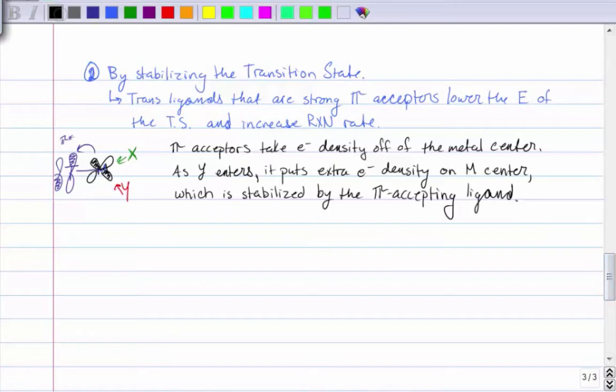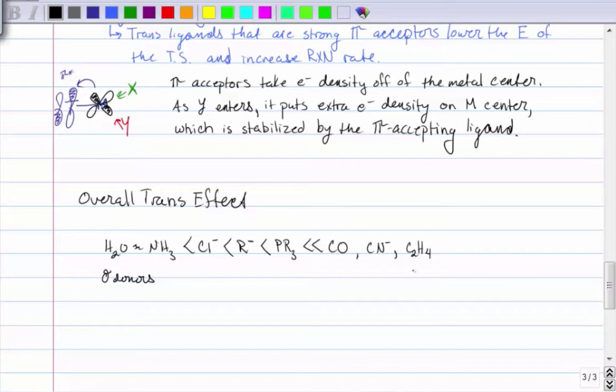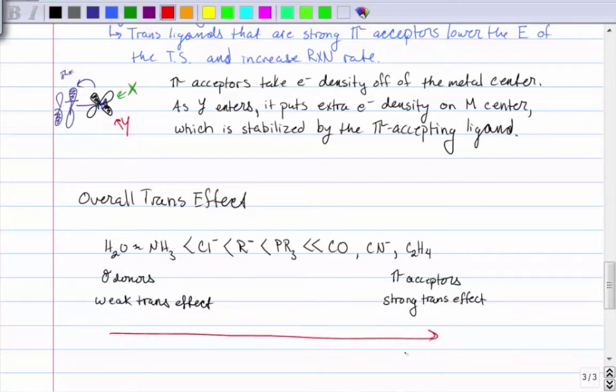Okay, so overall, this is the trend with trans ligands. So the overall trans effect follows like this. Water is about the same as ammonia. Chlorine with a negative charge is a better sigma donor. A carbon with a negative charge is a better sigma donor than that. Phosphorus is better. And now we go to pi accepting ligands: CO, CN minus, and ethene. Things on here are sigma donors, and these things up here are pi acceptors. The sigma donors give you a trans effect, and relatively, in this series, this is the weak trans effect. Pi acceptors give you a stronger trans effect. So as we go from left to right, we're going faster.